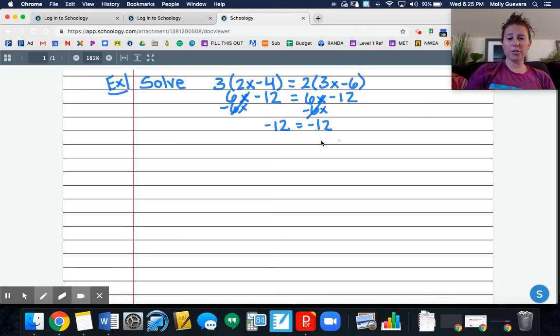Since that is a true statement, right, negative 12 does equal negative 12, my answer here is all real solutions. And I do have to write that. I do have to write all real solutions. Just leaving it as negative 12 equals negative 12 is not good enough. Okay.